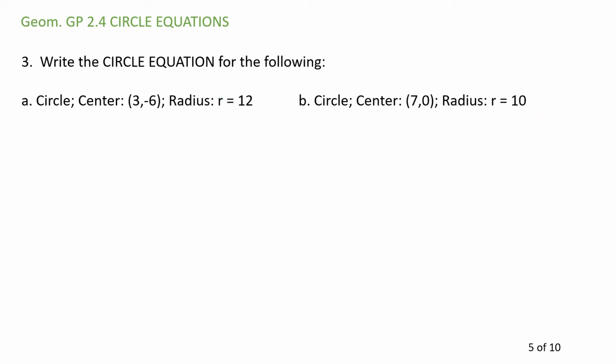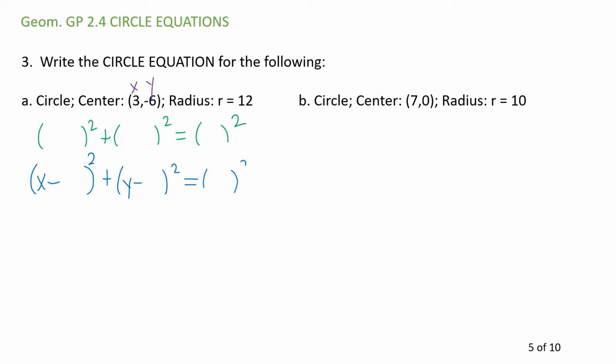What if you're going the other direction? Write the equation of a circle with the following. I've got a center of 3, negative 6, and a radius of 12. The formula is something squared plus something squared equals something squared. A squared plus b squared equals c squared. So it's x minus something squared plus y minus something squared equals the radius squared.